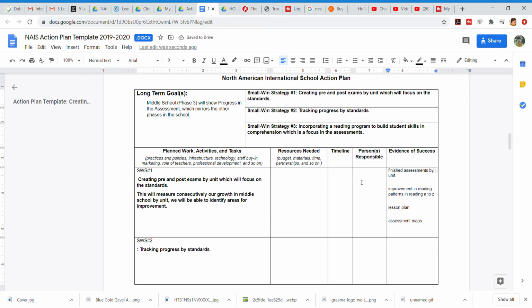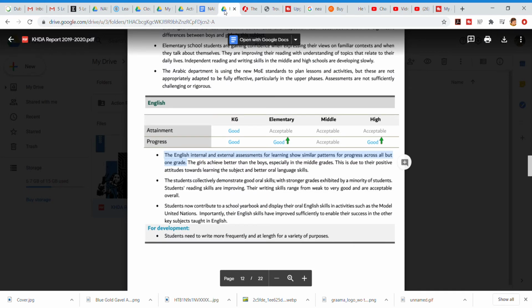Person responsible: your HOD, your team, your curriculum director, all of those things. Timeline: when do you want to have it completed. And resources: budget, materials, time, partnerships, and so on. So that is your action plan. I'm going to go back and talk about the document a little bit more.